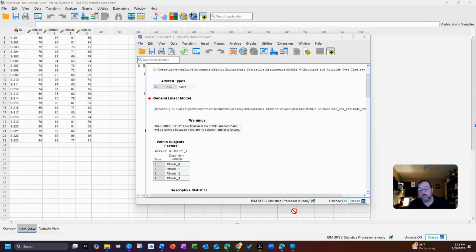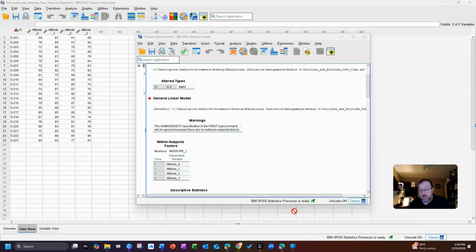My null hypothesis is that there is no significant difference in mean attitude scores across the 4 measurements: pretest, 5 minutes post-chocolate, 1 hour post-chocolate, and 4 hours post-chocolate. Formally, my alternative hypothesis is that at least one time point has a significantly different mean attitude score from the others.